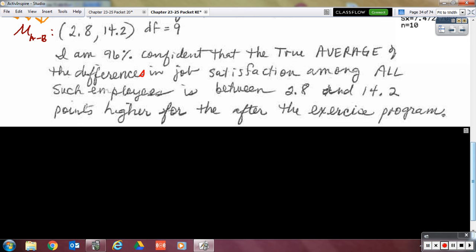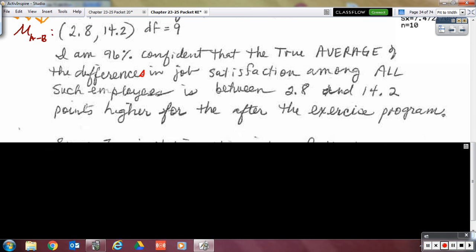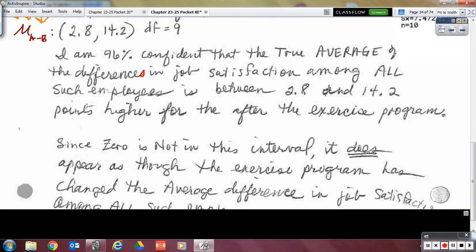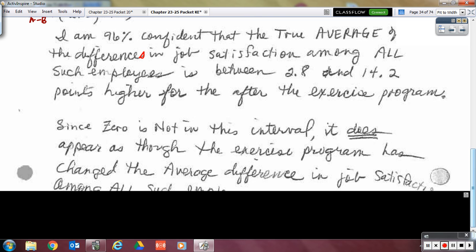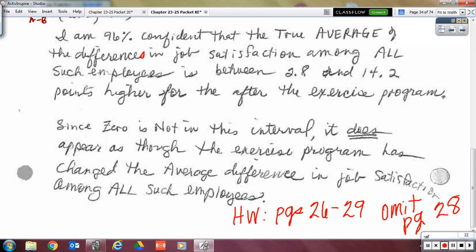And recall that when we have problems about differences, what are we interested in particular about that interval? If 0 is in it. So, then the 0 statement: 0 is not in it, so it does give evidence of a difference, something along those lines. So you can fill that in however you want.